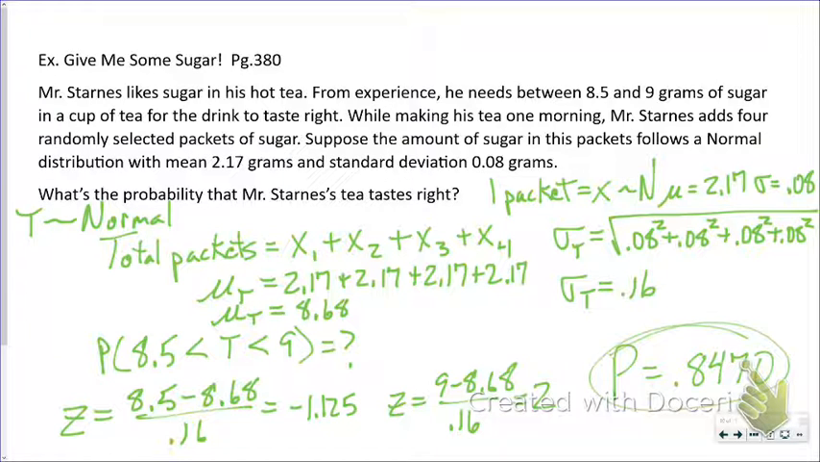Very tricky problem. Also reason to write your work, because if you accidentally did 4x, you would end up with 0.32 for your standard deviation, and that would completely change the answer. But all they would do is dock you on the distribution. They wouldn't dock you for anything else. So you'd still get a lot of points.